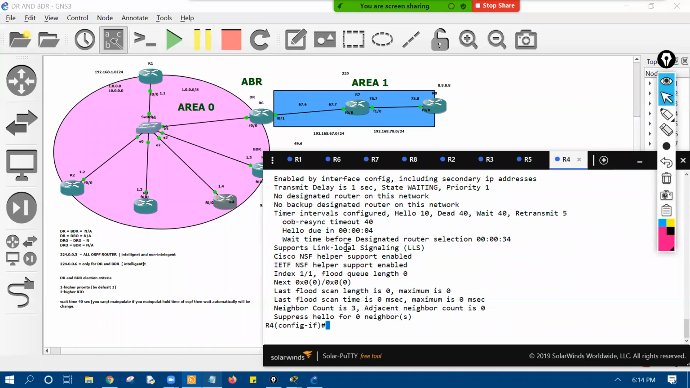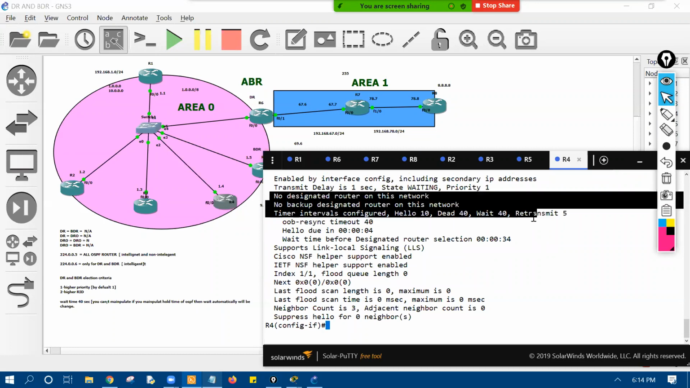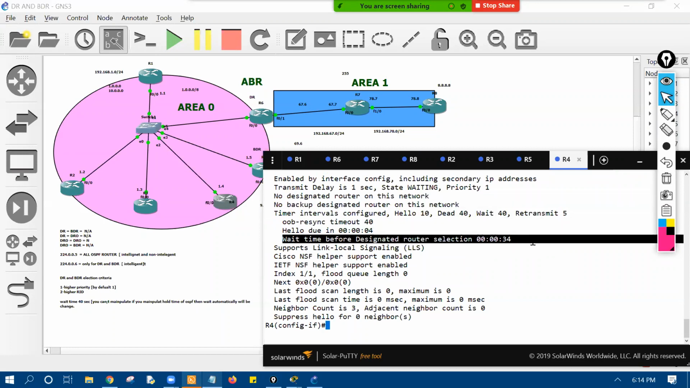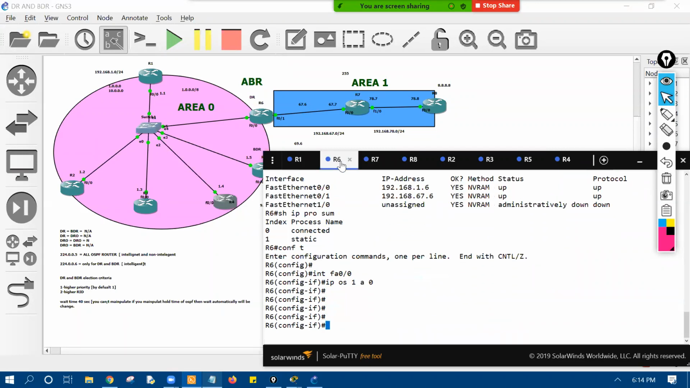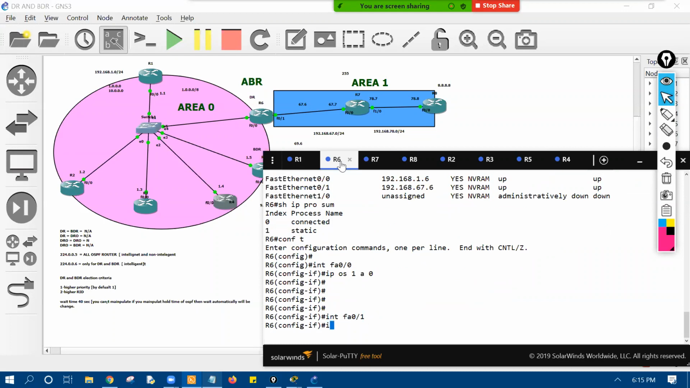Waiting time is going on. No backup DR because the wait timer is started. 34 seconds. 6 seconds के अंदर configure हो गया. R6 right interface 0/1, IP OSPF on area 1. This interface is right, area 1.